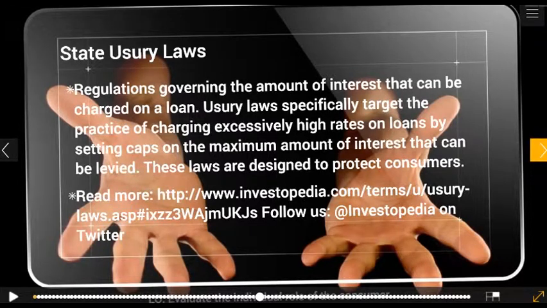State usury laws. Regulations governing the amount of interest that can be charged on a loan. Usury laws specifically target the practice of charging excessively high rates on loans by setting caps on the maximum amount of interest that can be levied. These laws are designed to protect consumers.